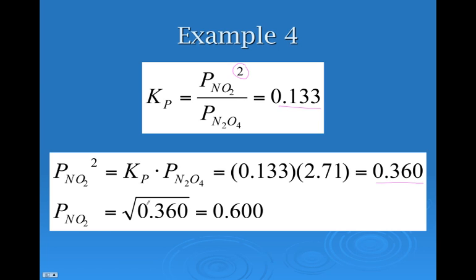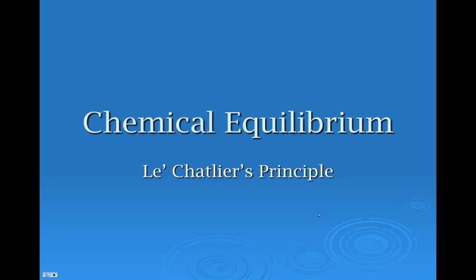Once we do that, all we have left to do is, because we've got a square, we have to square root both sides. This was originally squared, which means that PNO2 is equal to the square root of 0.360, which is 0.600. Now don't forget, while K is unitless, the concentrations are not. And when dealing with gases, we don't say concentration, we call them atmospheres. Almost always in atmospheres.